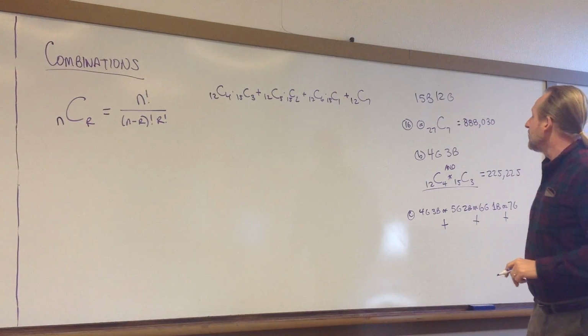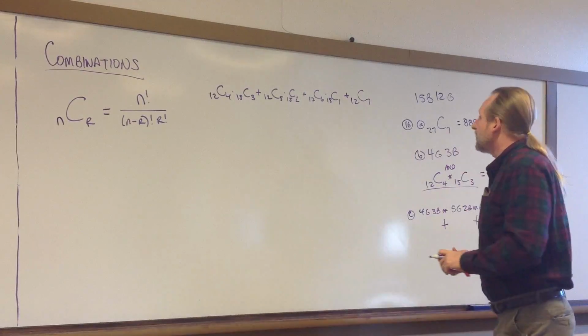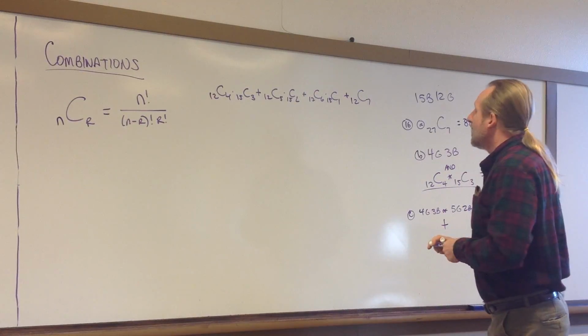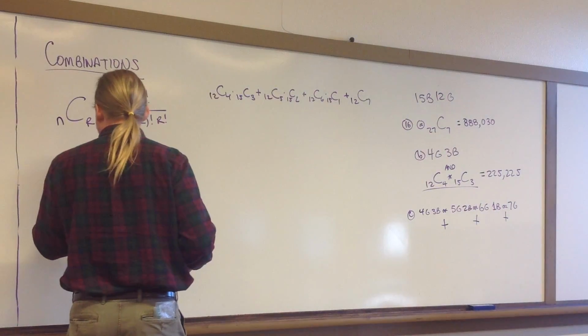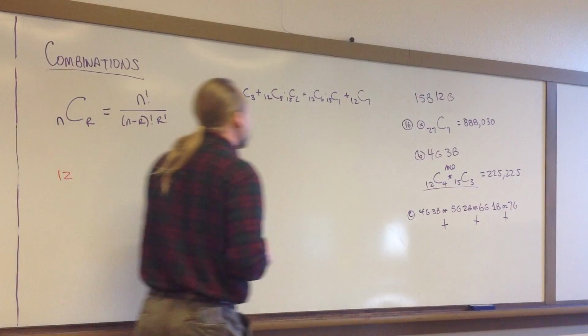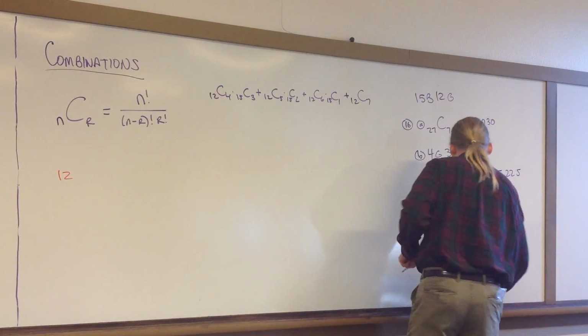The other way to do that is to take the total number of possibilities and then subtract off, let's see here, 888,030.